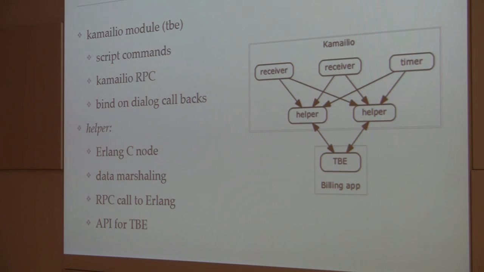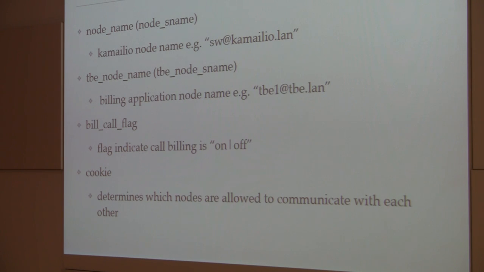So the helper handles all communication with Erlang and also exports some APIs for the Erlang node so that we can terminate a call if there is no available balance. What module parameters must we use to configure that? We have to give names to Kamailio so that the Erlang node knows and can address messages sent from the Erlang application to Kamailio. And also, Kamailio must know the name of the billing application in Erlang.